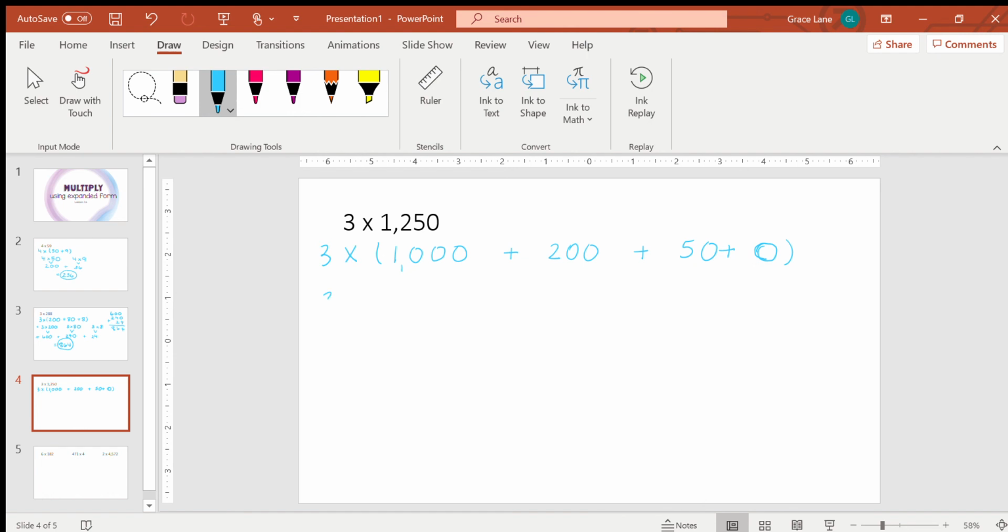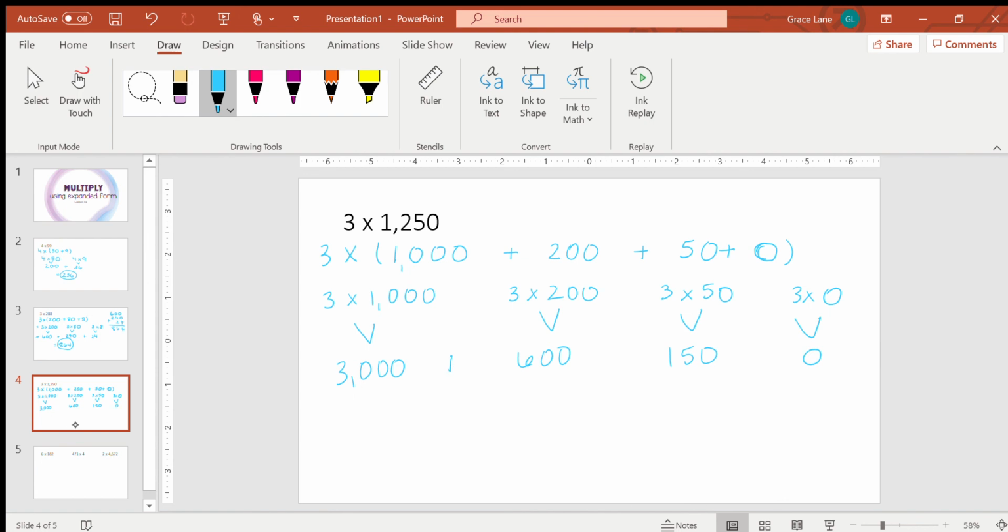So altogether this is 3 times 1,000, 3 times 200, 3 times 50. And then if you want to do 3 times 0, you can, but 3 times 0 will just still give us 0. So I know that 3 times 1,000 is 3,000. 3 times 200 is 600. 3 times 50 is 150. 3 times 0 is 0.